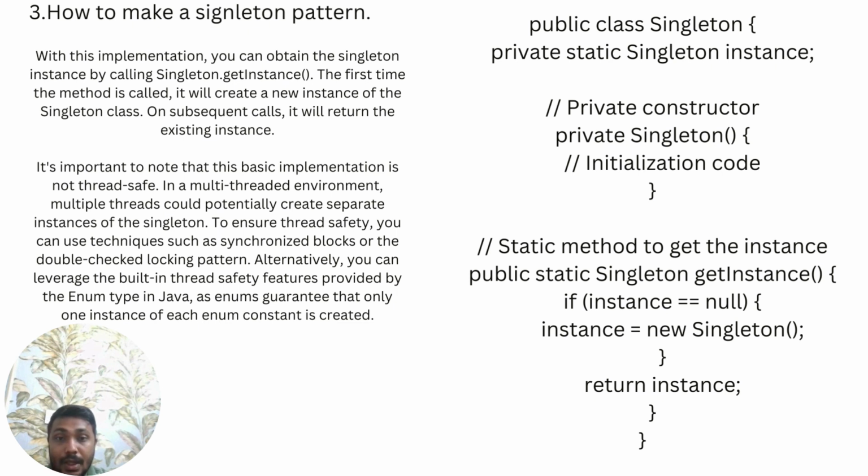In the singleton pattern, we create a private constructor. Then we define the instance variable, which should be a private static singleton instance. Then we get the instance using a public static singleton getInstance method, and we check if the instance is null, then it will create a new object. Otherwise, it will return the instance.